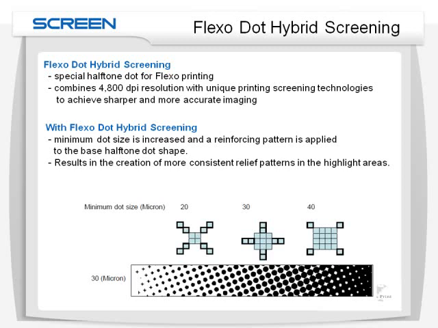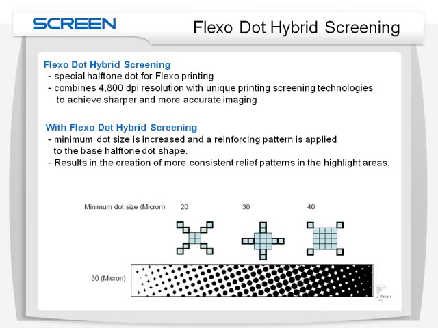With this screening, the minimum dot is increased and a reinforcing pattern is applied to the actual dot itself, which results in the creation of more consistent patterns in highlight areas. It also protects the dot from the processing. The resulting effect is the actual dot that we're trying to print. A 1% dot is a 1%, a 0.5% is a 0.5%.